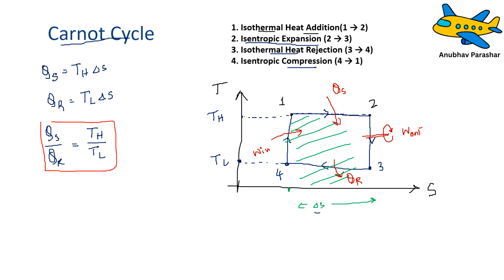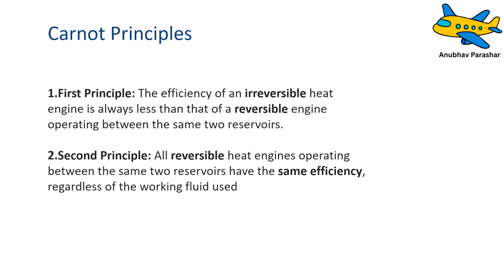We get to know that if the processes are reversible, then the ratio of the heat supplied to heat rejected is equal to the ratio of the higher temperature and lower temperature, right? Having said that, it is going to help us define the efficiency of a Carnot engine or any reversible engine. But before getting into an engine, let us see what are the conclusions of Carnot cycle.